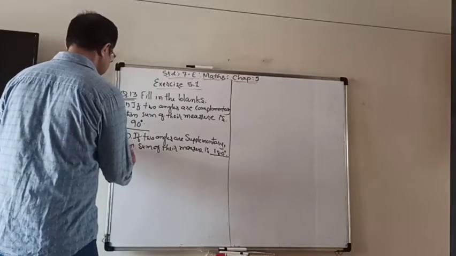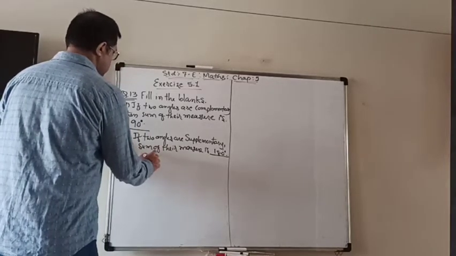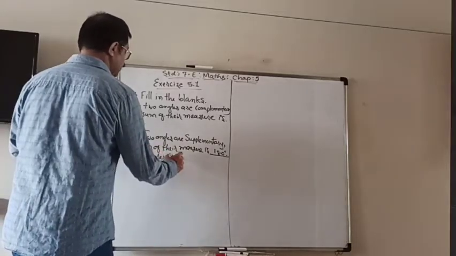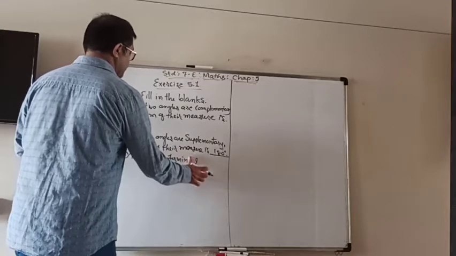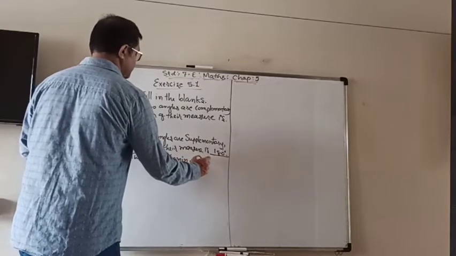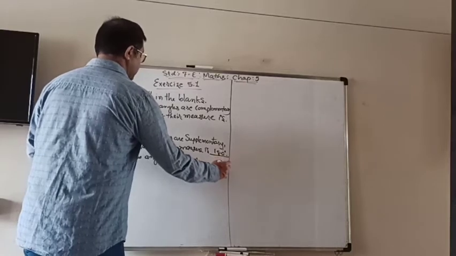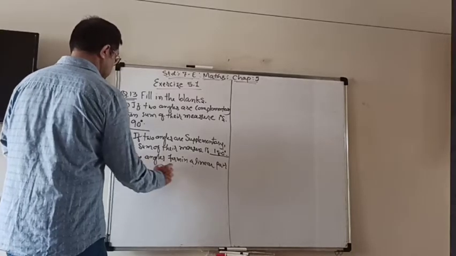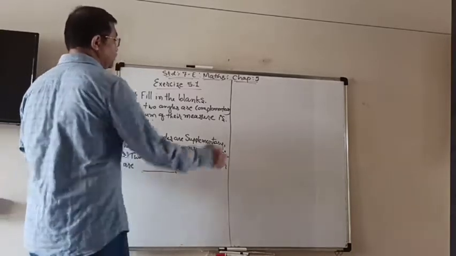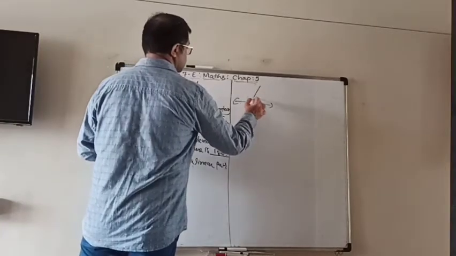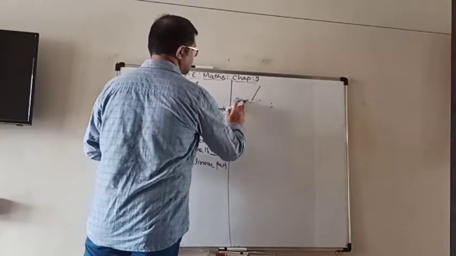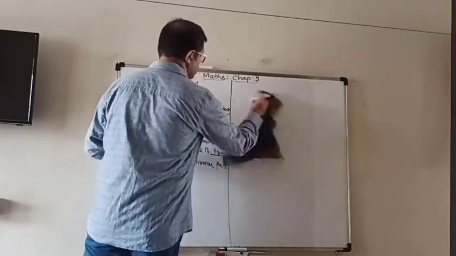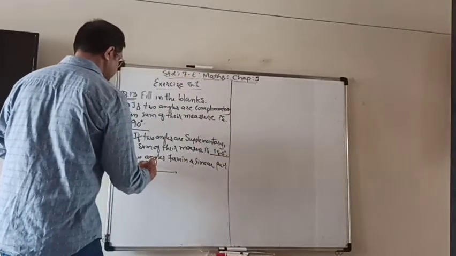Third, two angles forming a linear pair are blank. Now we know that when two angles form a linear pair, then they are always supplementary because the sum of their measures will be 180 degree. So they are supplementary.